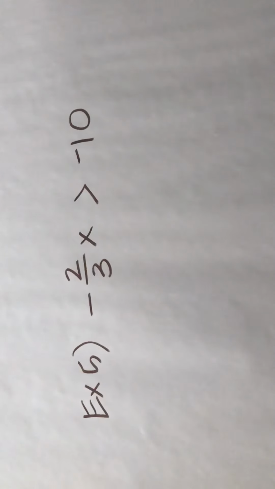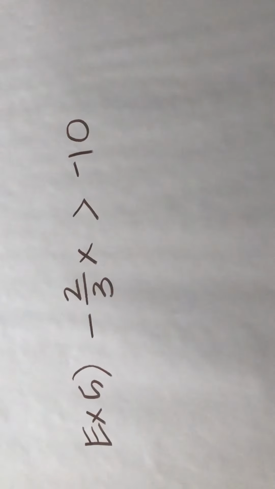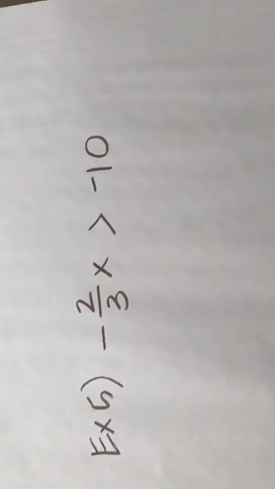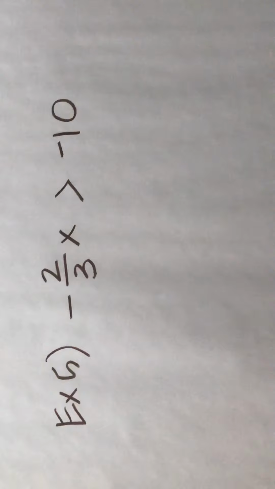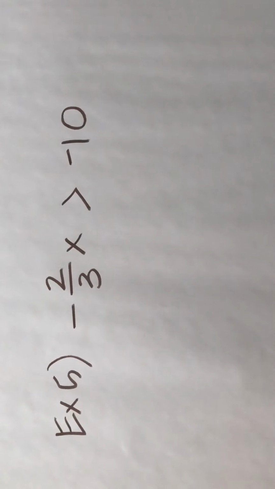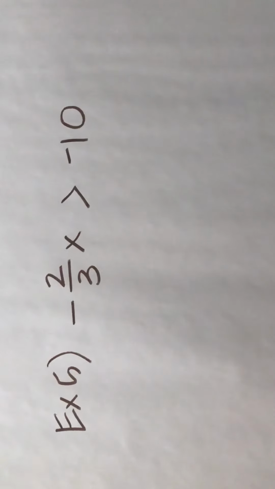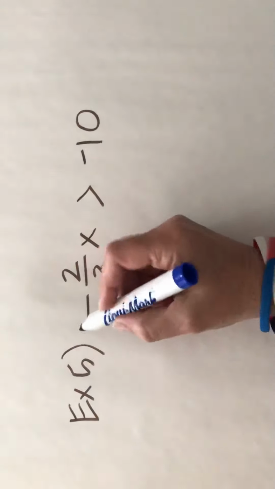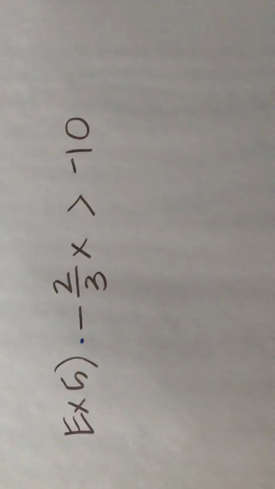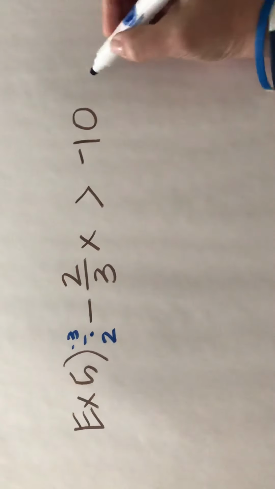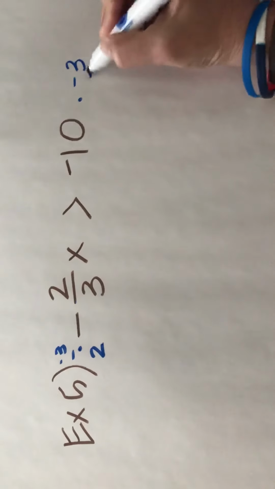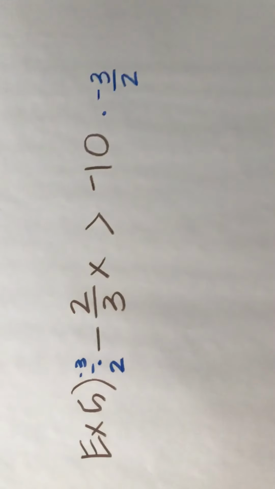All right, number 5. So x is being multiplied by negative 2/3. Same thing with equations. To undo the multiplying by negative 2/3, we're going to divide by negative 2/3. To divide by negative 2/3, we've got to multiply by the reciprocal. So the reciprocal of negative 2/3 will be negative 3/2. So I'm going to multiply both sides by negative 3/2.